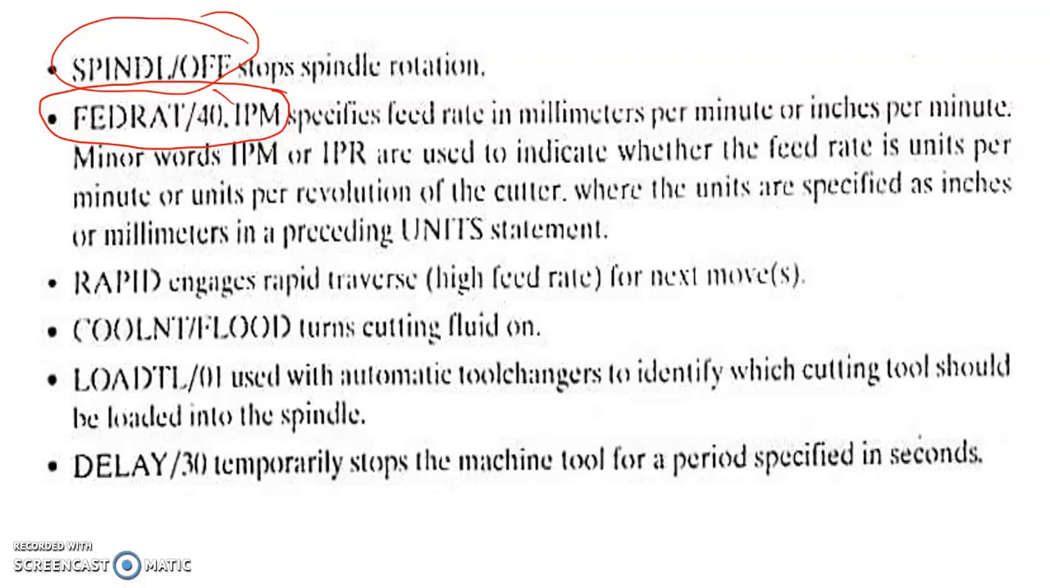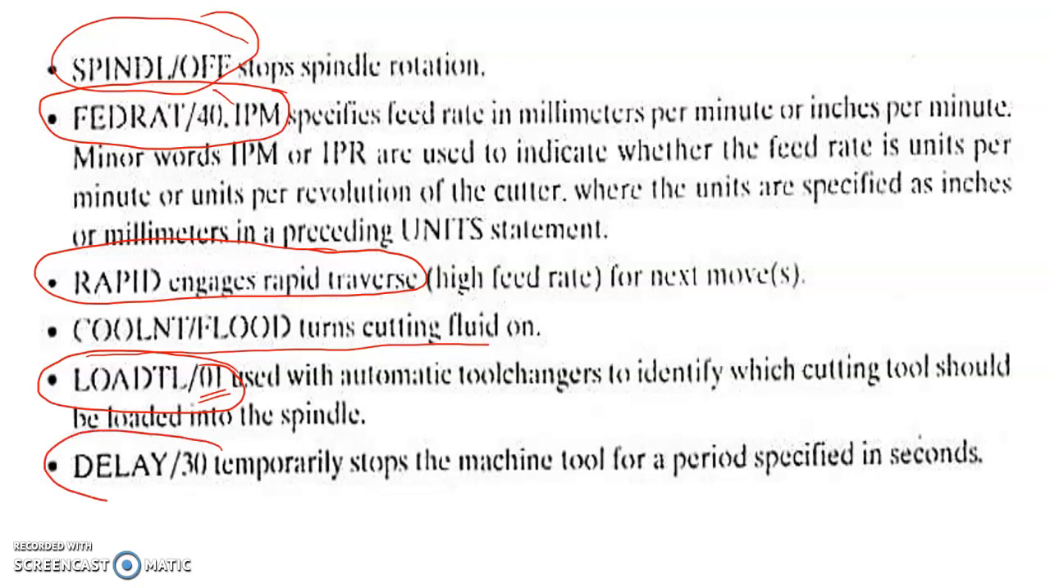Then rapid is the command for rapid traverse, that is G00. Then coolant flood means switching on the coolant. Then load tool stands for loading the tool, that is selecting the tool. Tool number 1 has to be selected using this command. And then delay 30 means after finishing one operation we need to stop the machine for a delay of 30 seconds just for inspection or some other purposes.